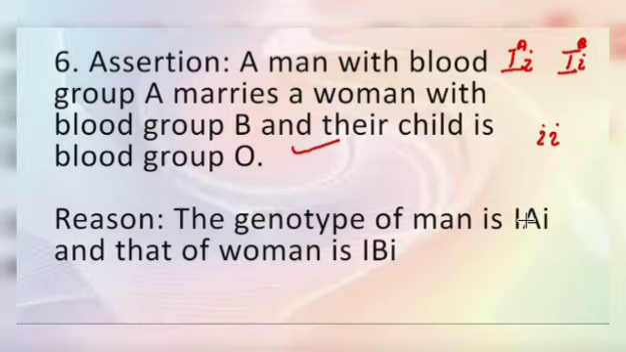The genotype of the man is IA small i and that of the woman is IB small i. So it should be written as a superscript like this. Okay, so here we can say the assertion and reason are both correct, and the reason is the correct explanation of the assertion. So option A is the answer.